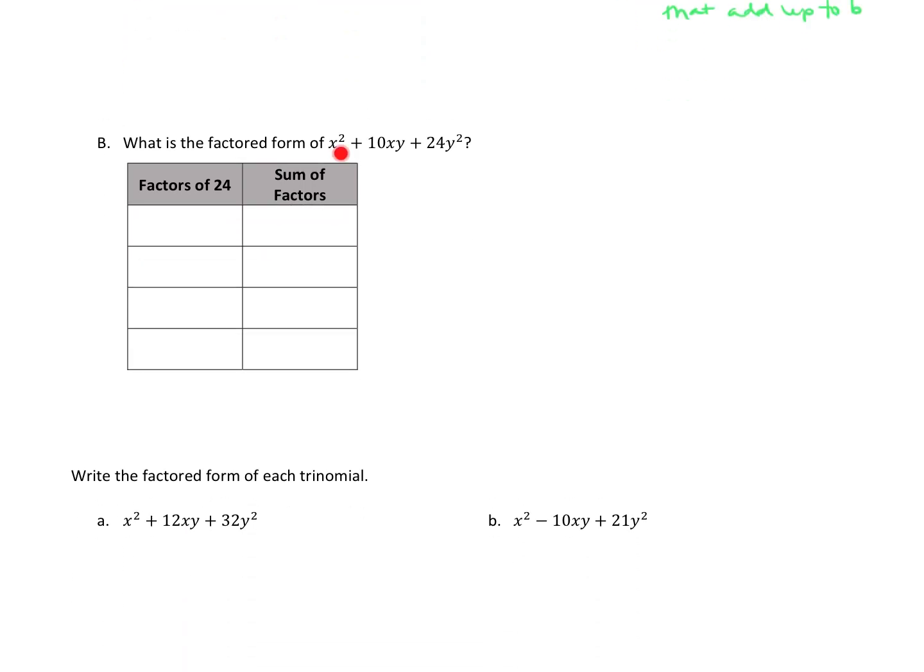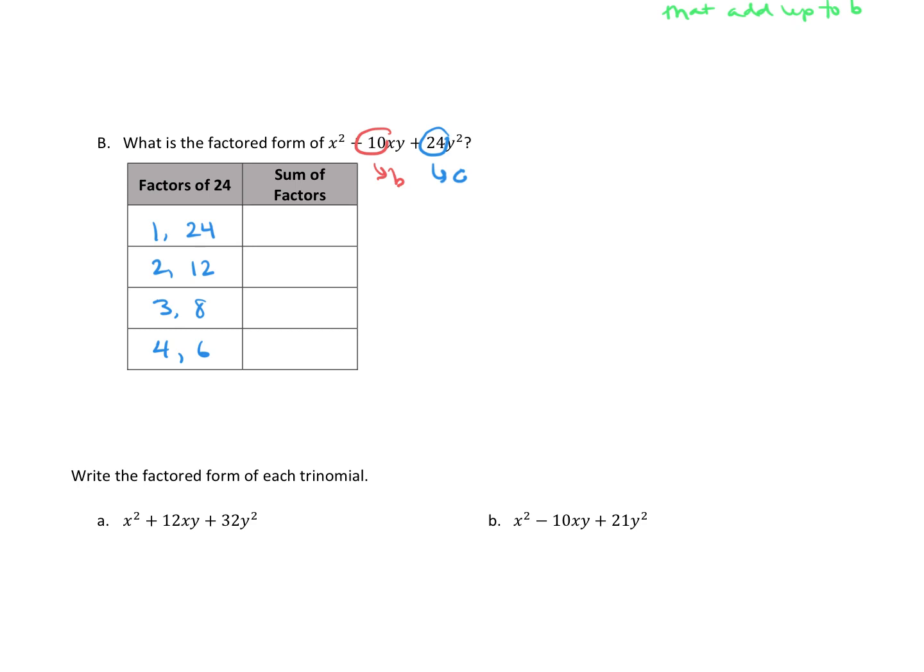What is the factored form of x squared plus 10xy plus 24y squared? So we notice the first term has an x squared, the last term has a y squared, and the middle term has that xy product. All right, so in this case, your c value is 24. So we are going to find factors of your c value like we have on all the problems so far. Factors of 24, 1 and 24, we go in order. 2 times 12, 3 times 8, 4 times 6, and then we're looking for a factor pair that adds up to our b value of positive 10.